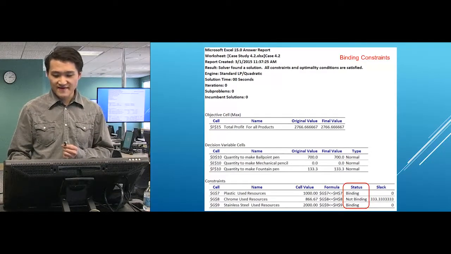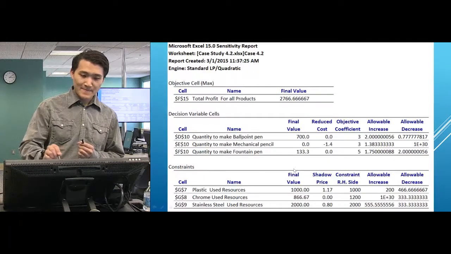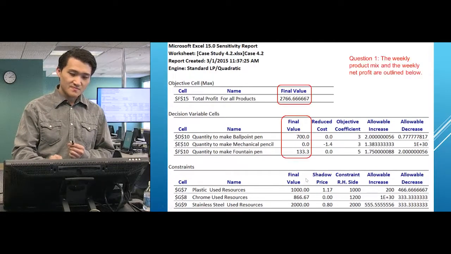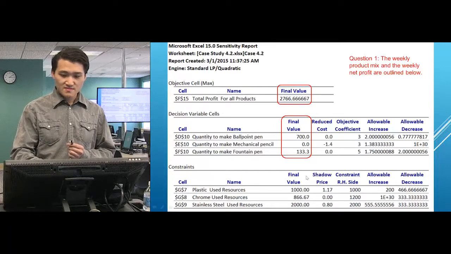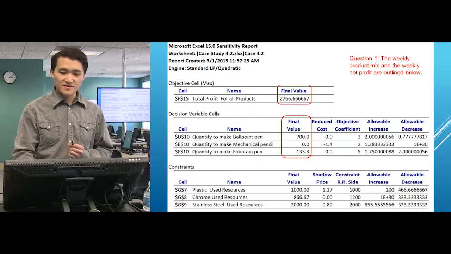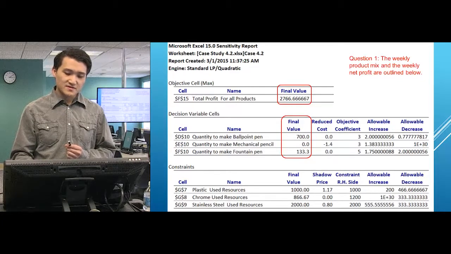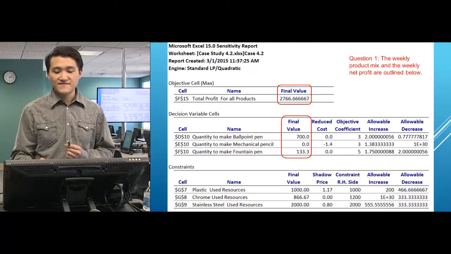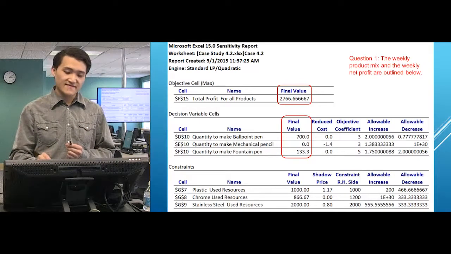From this figure, we can find the plastic and the stainless steel are binding constraints, and the chrome is not binding. And this is our sensitivity report. For question 1, we're looking for the product mix, and our optimal solution is 700 for the ballpoint pen and 133 for the fountain pen, and our final value is $2,766.7.